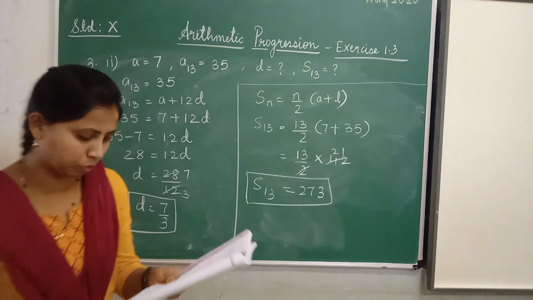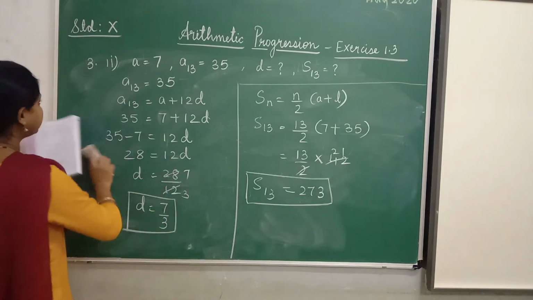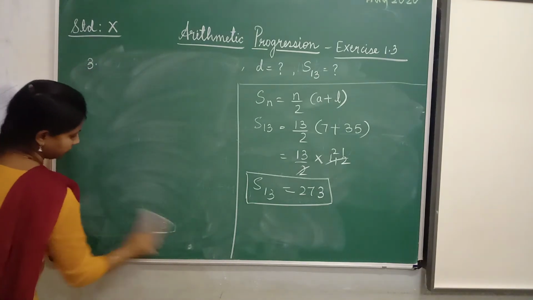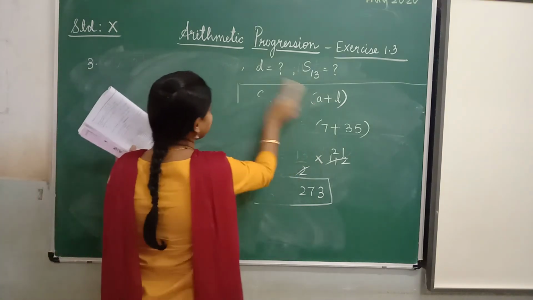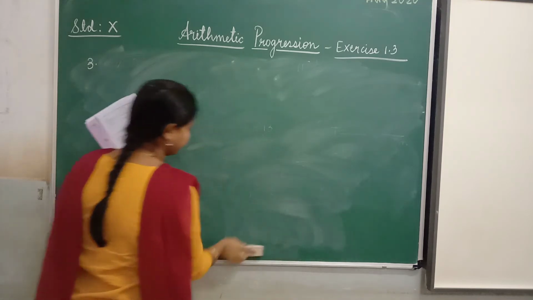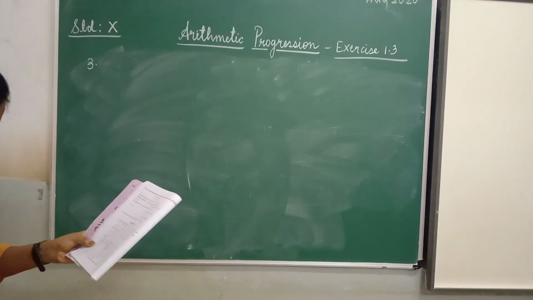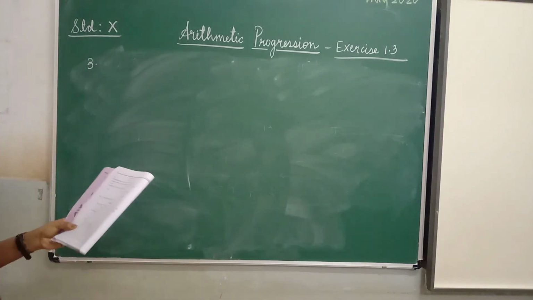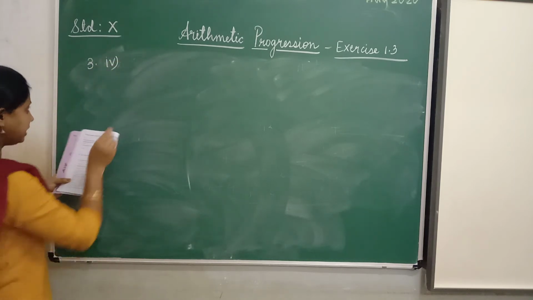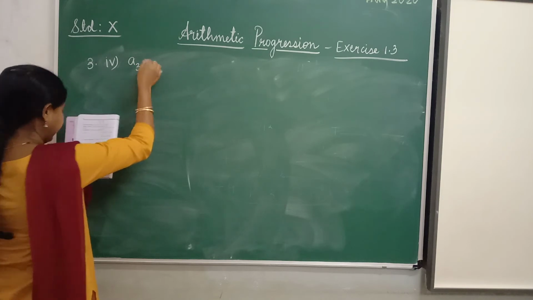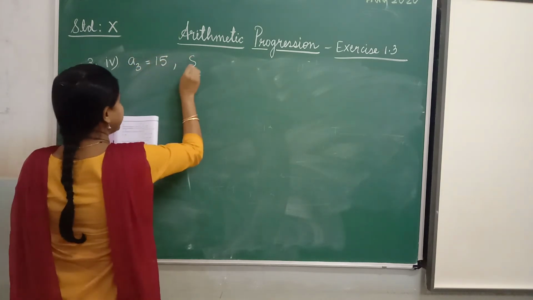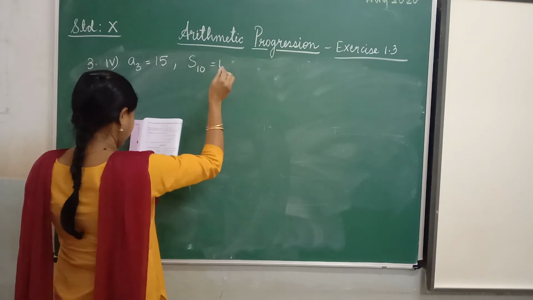Let's take one more example from the third main. The fourth one given is a18 is given as 15 and S10 is given as 120.